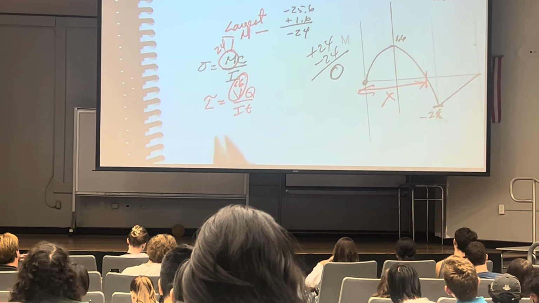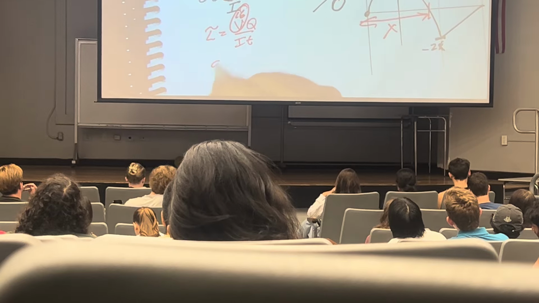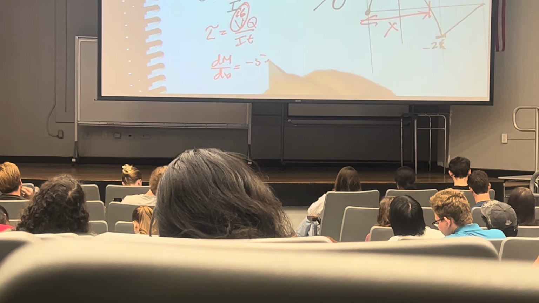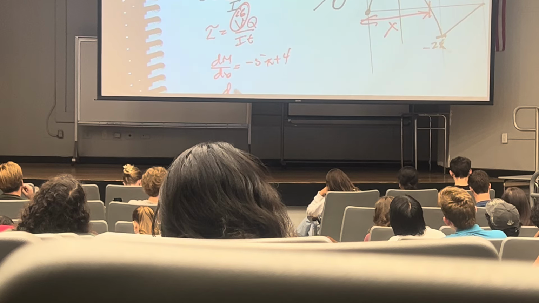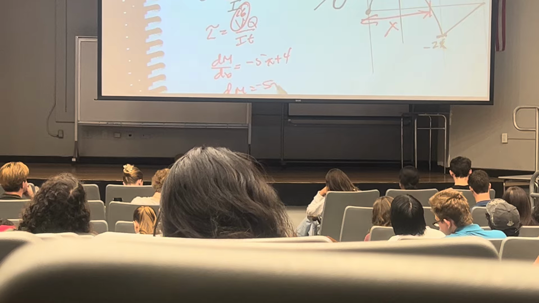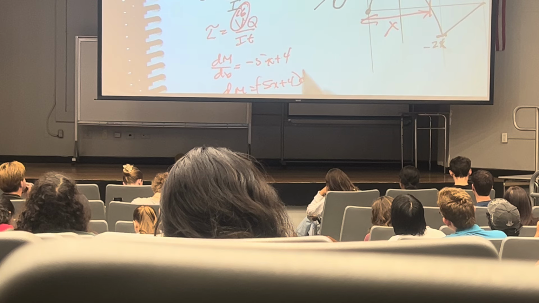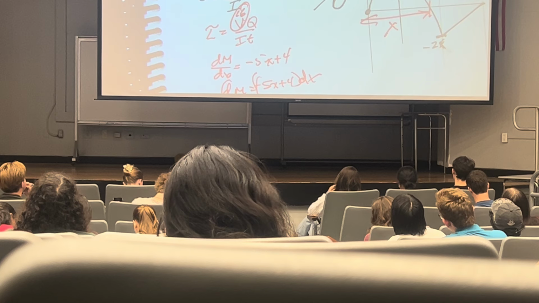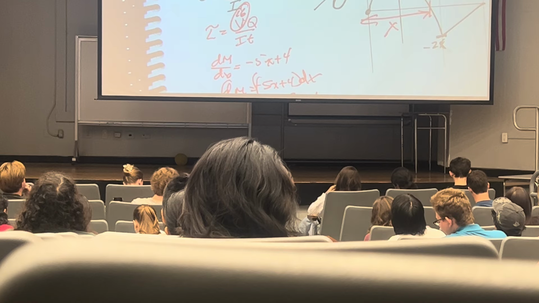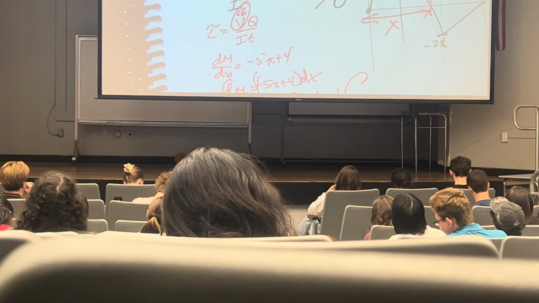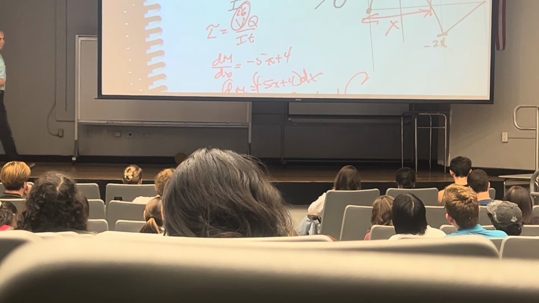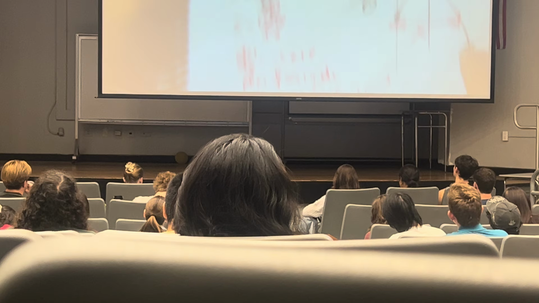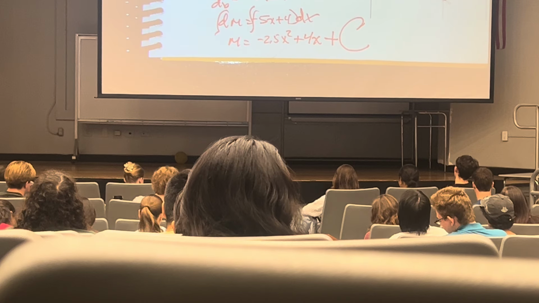So I can go back, there's 2 ways I can do this. I can go back and say dM/dx is equal to minus 5x plus 4. dM is equal to minus 5x plus 4 dx. Integrate this. M is equal to minus 2.5x squared plus 4x plus an integration constant, c. I'm going to move it because you can't see it. Here you go, I moved it.